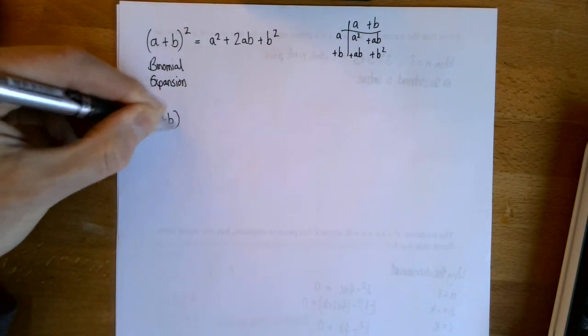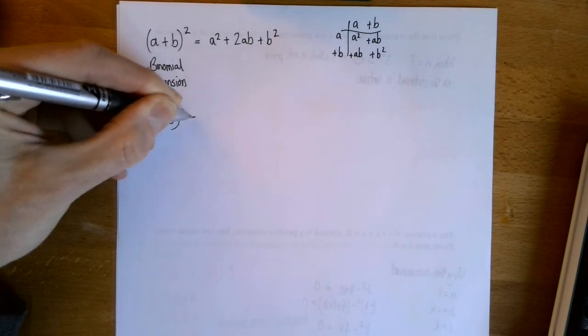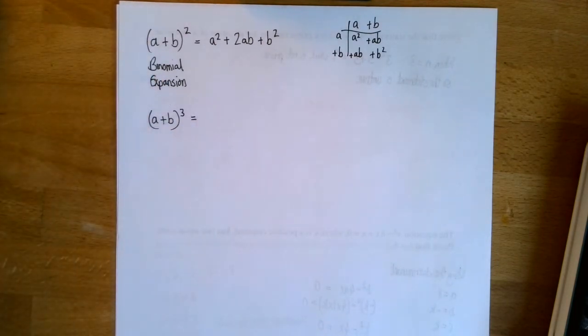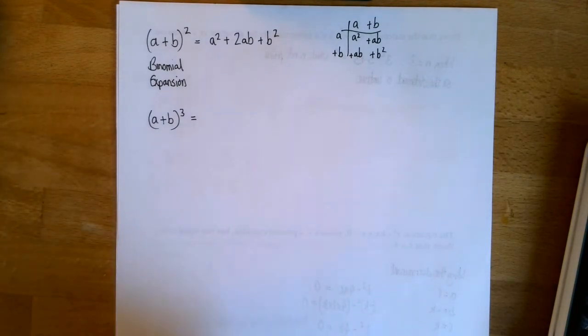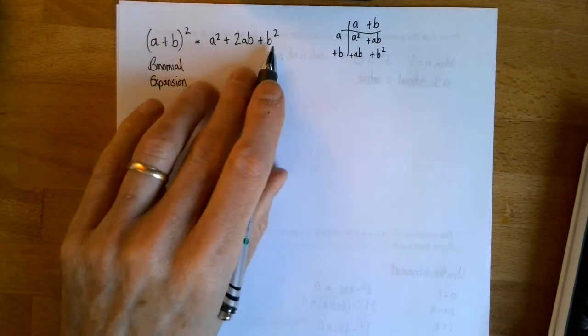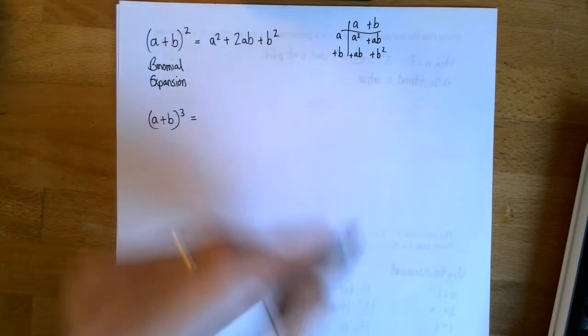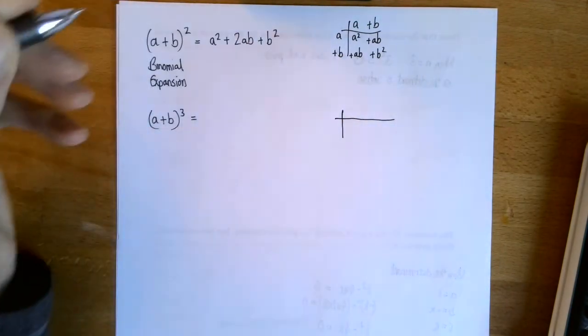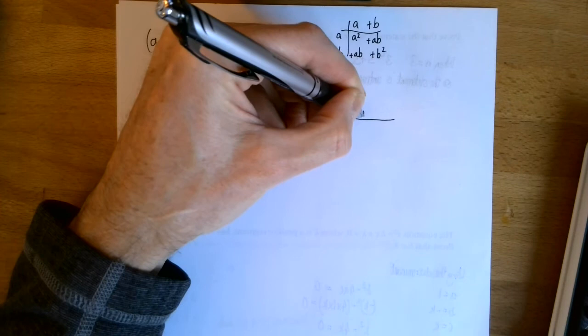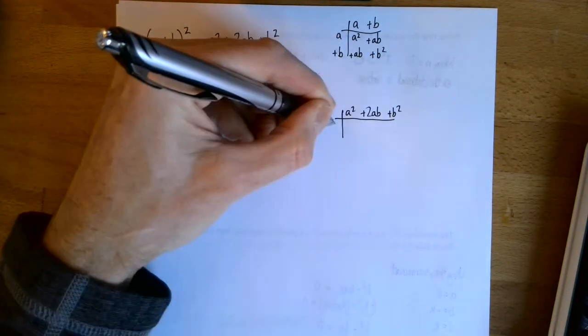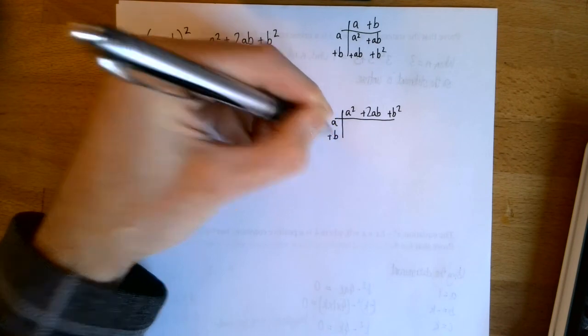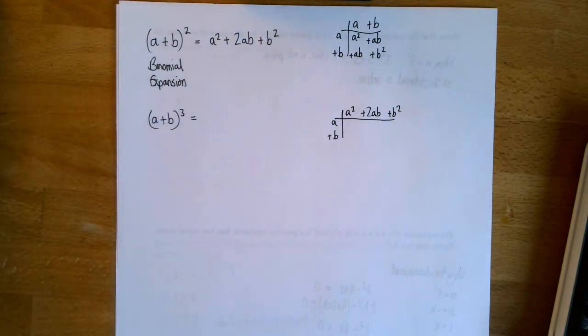So what about a plus b cubed? Well, it's a bit of a pain, isn't it? Because you've got to do a plus b times a plus b times a plus b again. Well, good news is we've just done a plus b times a plus b, so all I need to do to work out the answer to that is multiply that by another a plus b. So go on, pause the video at that point and do that for me.